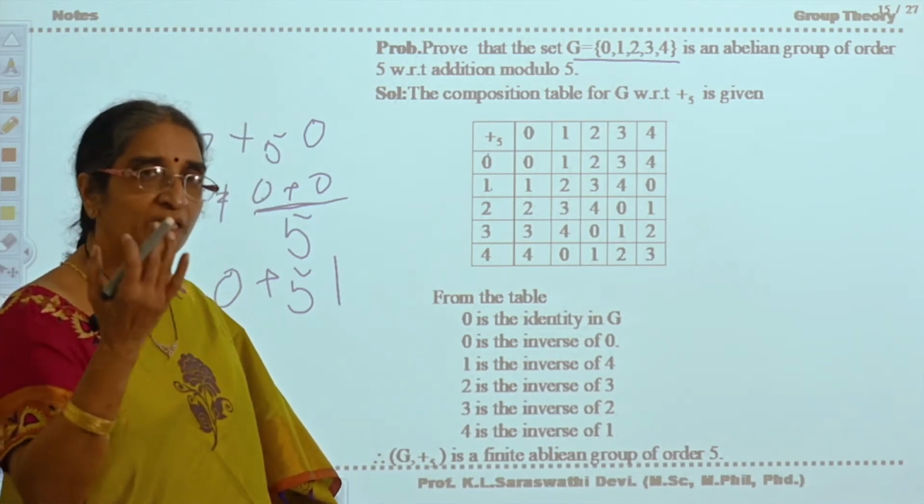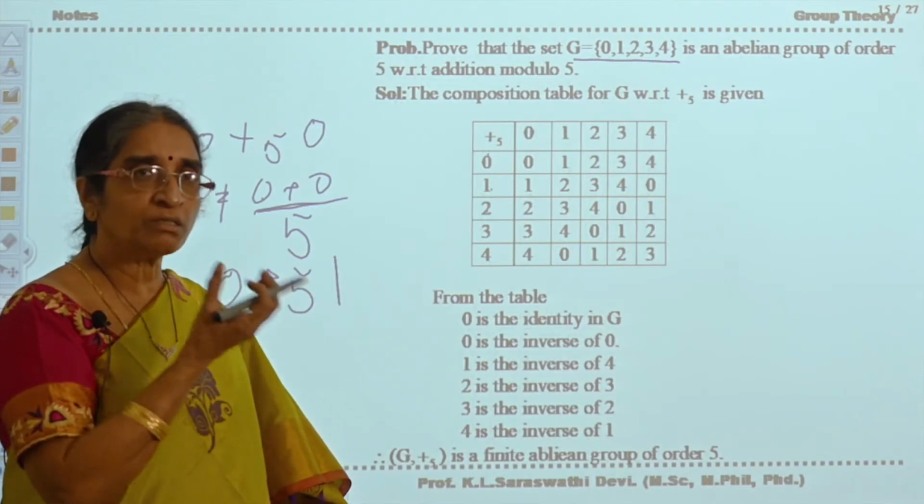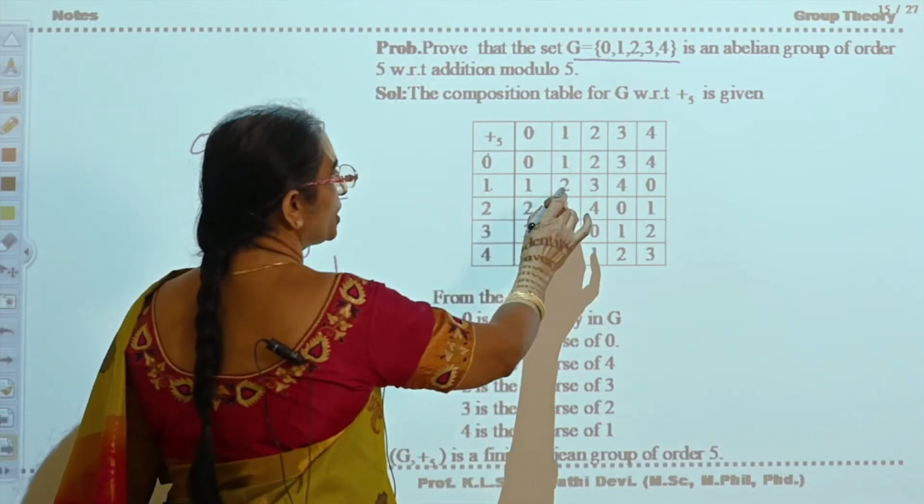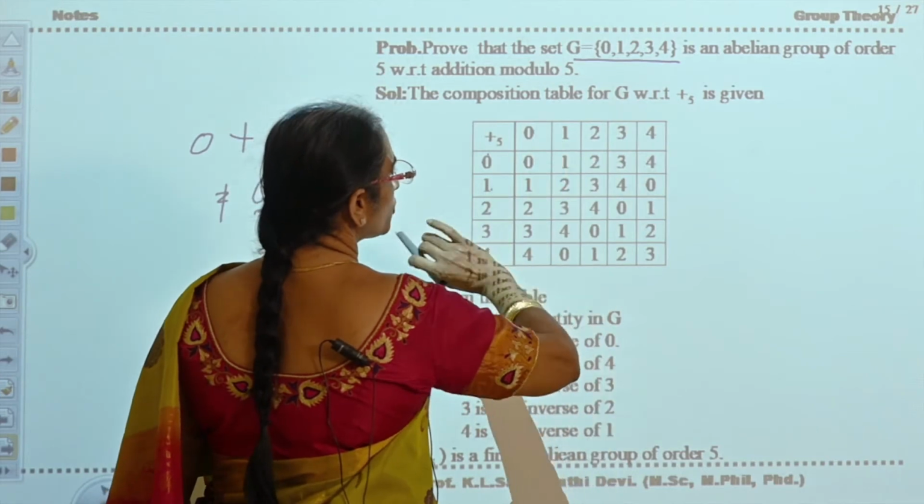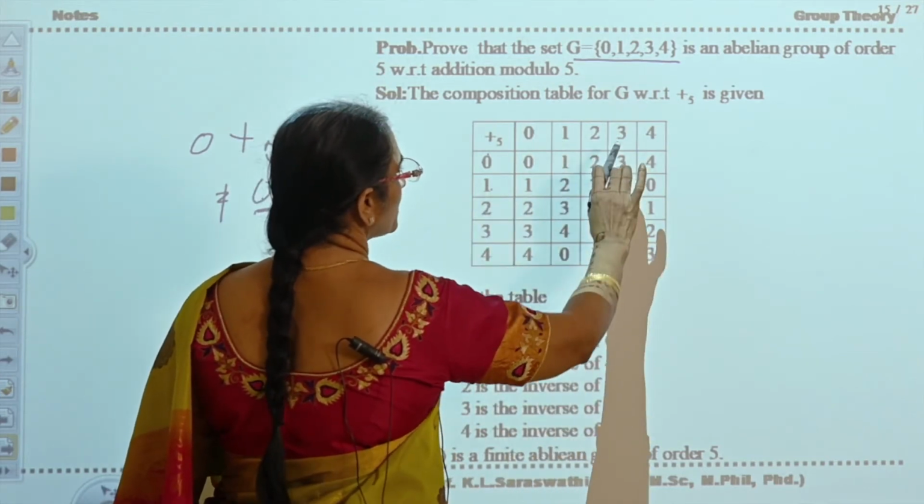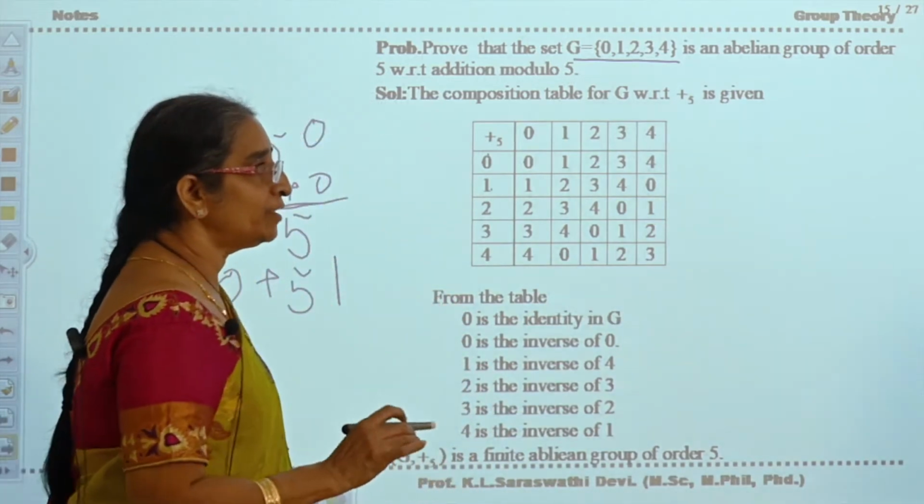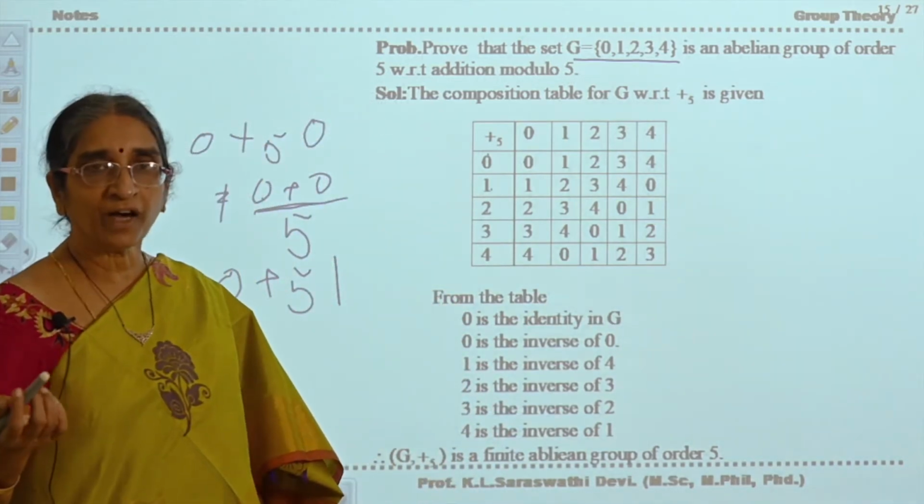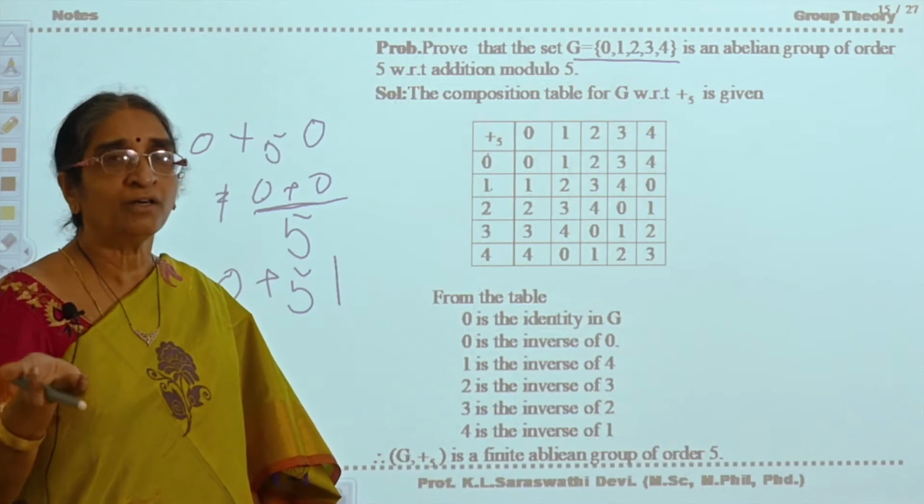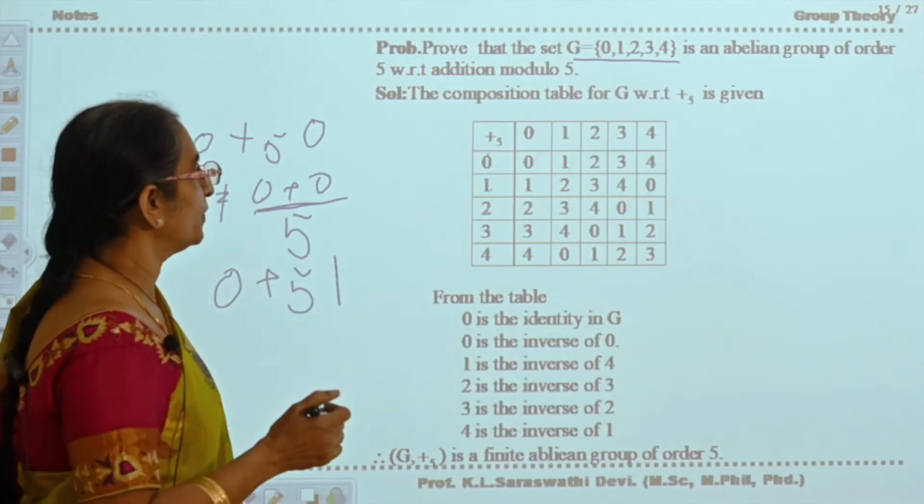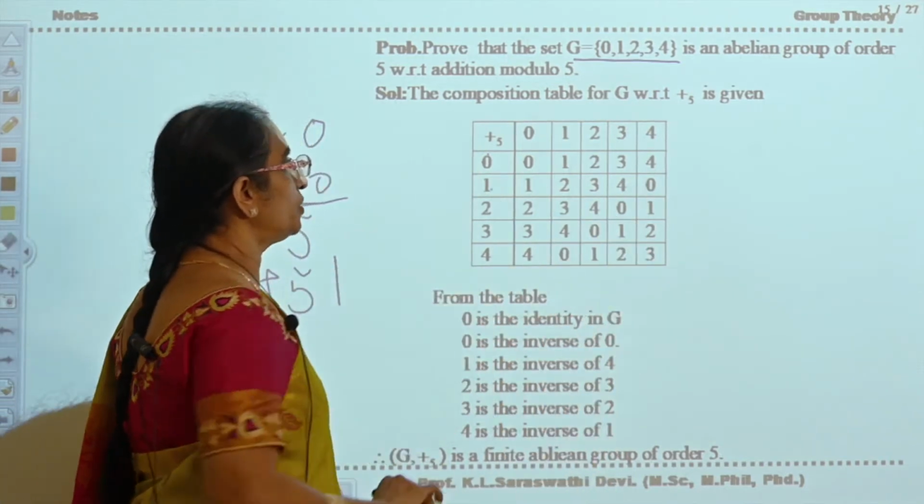That means 1 plus 1, divided by 5. For 2, which is less than 5, you have to write 2 itself here. Similarly, 1 plus 2, 3 by 5. 1 plus 3, 4 by 5. But coming to here, 1 plus 4, 5 by 5. If you divide 5 by 5, the remainder obtained is 0. So, this value is 0.